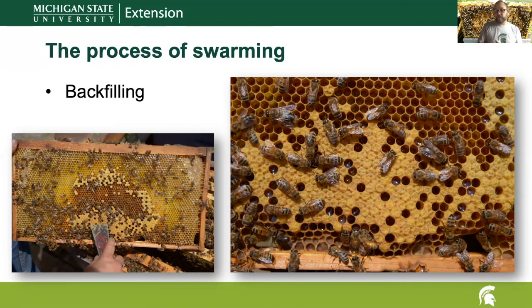When you're doing a hive inspection, even if you don't see any other symptoms that may indicate that you may be getting close to swarming, if you see backfilling, that is a key indication that you're short on space. And if you see it, you need to rectify that quickly. There's many ways to do that, but you need to rectify that pretty quickly. So that's a key indicator.